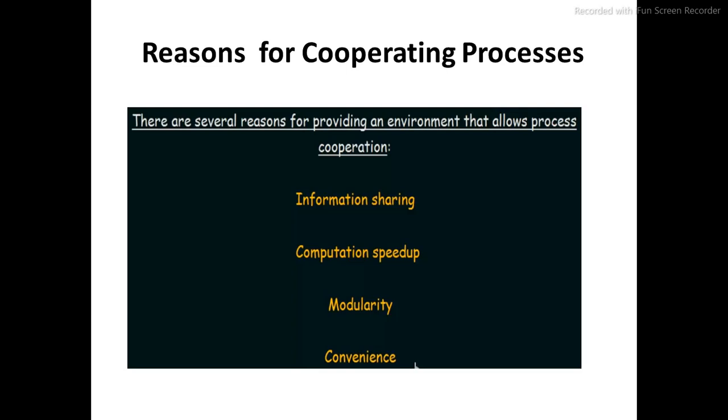Third one is modularity. Modularity means if we want to design a system, we divide it into different modules and design each module separately. That is how a single person may not be developing the entire system. Instead, it will be broken down and each module will be developed by some person. Later on we put all these modules to work together.